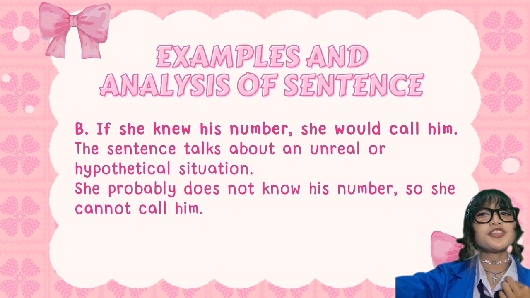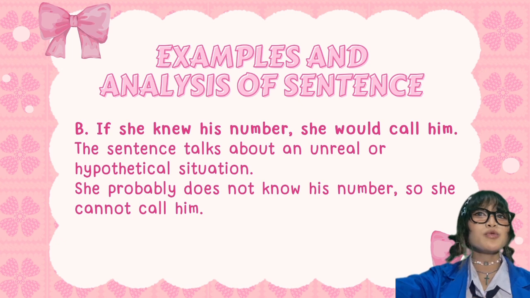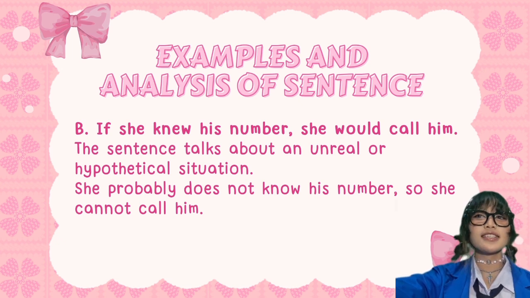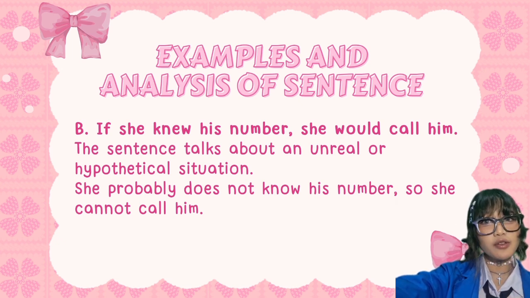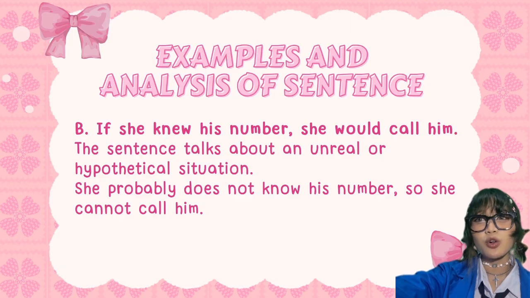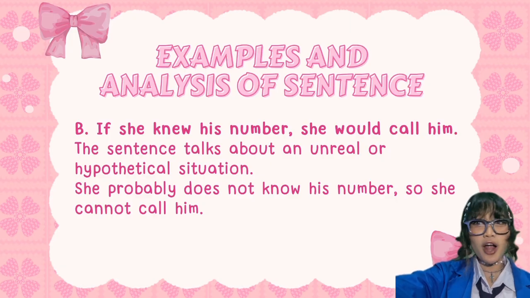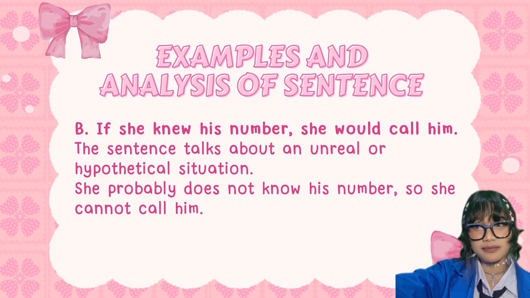Second, if she knew his number, she would call him. The sentence talks about an unreal or hypothetical situation. She probably does not know his number, so she cannot call him.